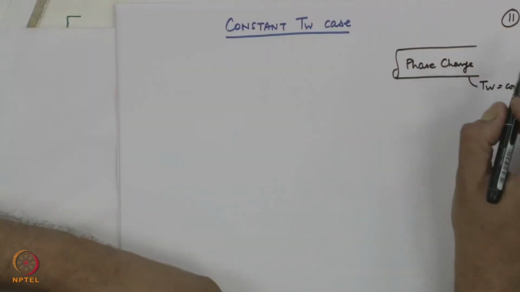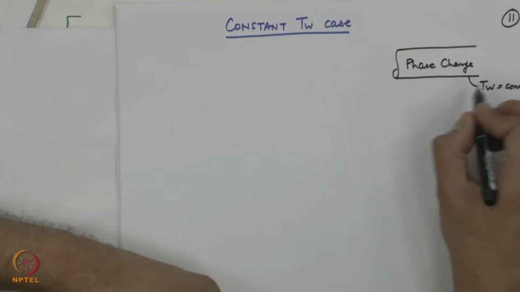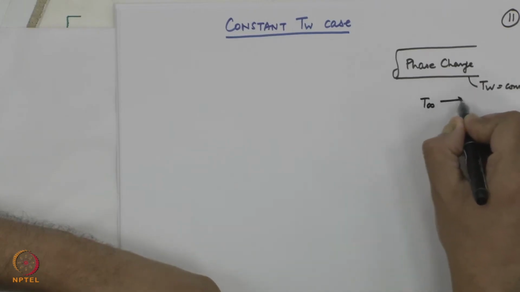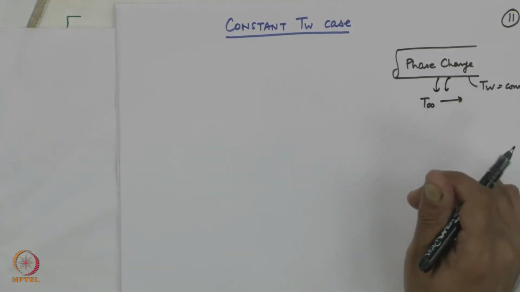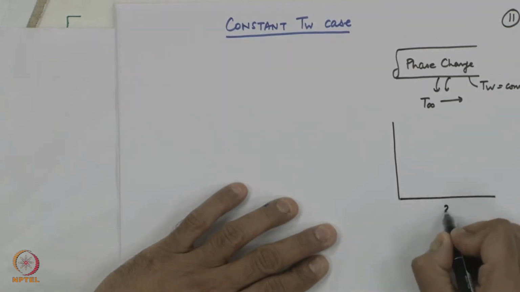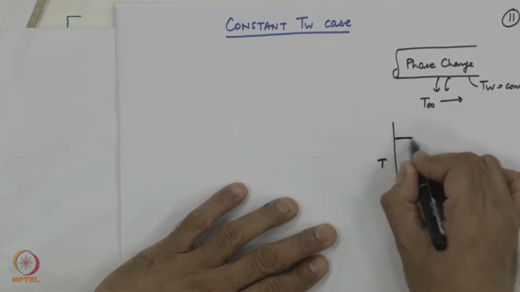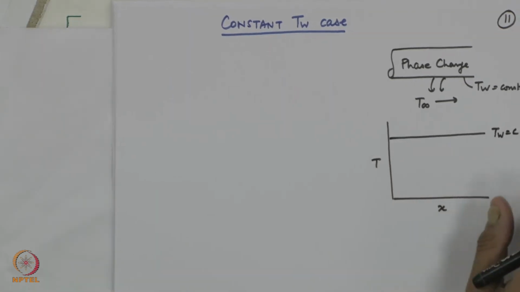So, which process occurs at constant temperature? Phase change process. So, I should have evaporation or condensation occurring such that the wall temperature is constant, and then the heat exchange can occur between the fluid from here to here, which is subjected to a constant wall temperature case. So, drawing the diagram for T as a function of x is very straightforward here. Let us say this is T wall equal to constant, not a function of x.